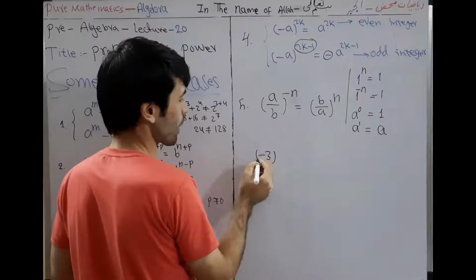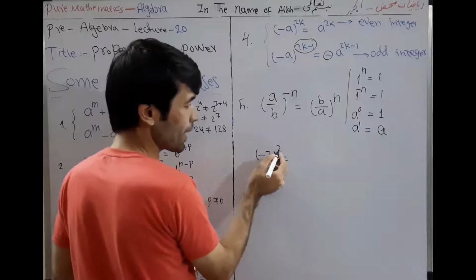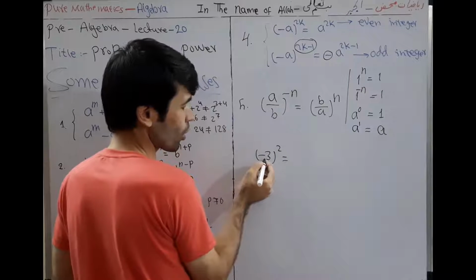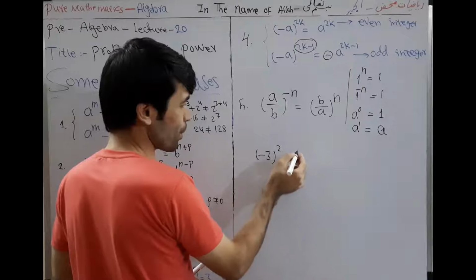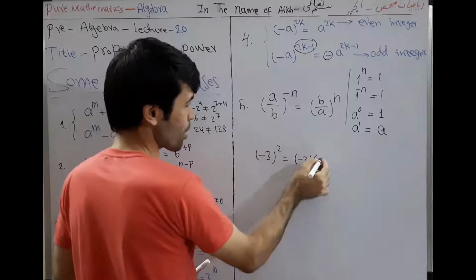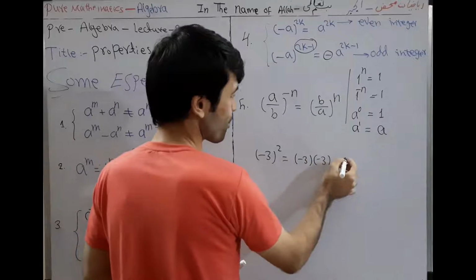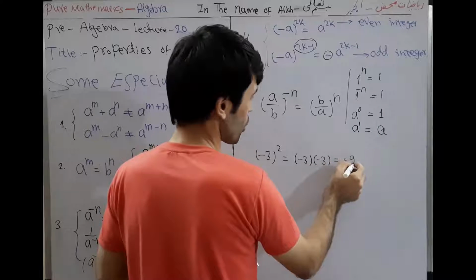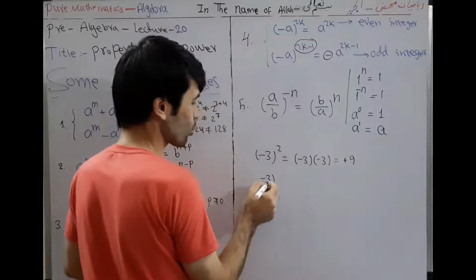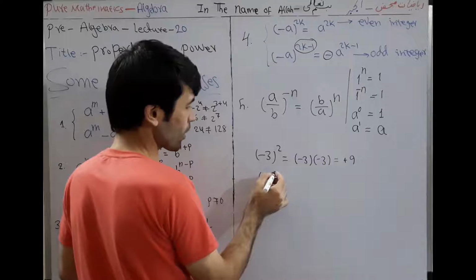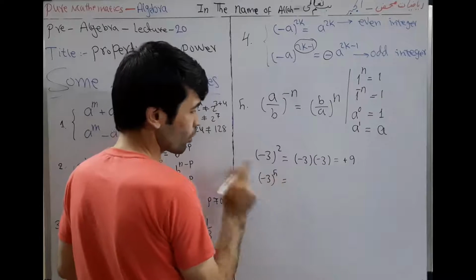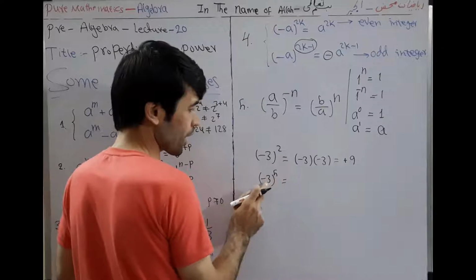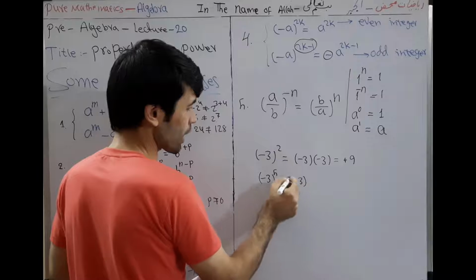Minus 3 to the power 2: here 2 is an even integer, therefore when minus 3 is multiplied 2 times, it will become positive. Minus 3 multiplied by minus 3 is equal to minus times minus, which is plus, and 3 multiplied by 3 is 9. Minus 3 to the power 5: the exponent is an odd number, therefore the result will become negative.